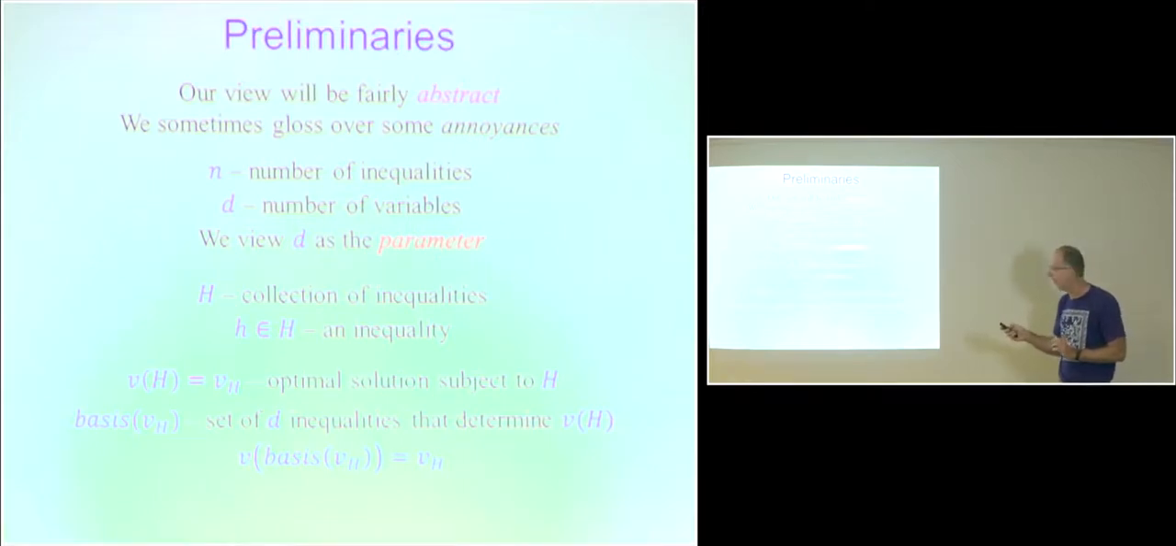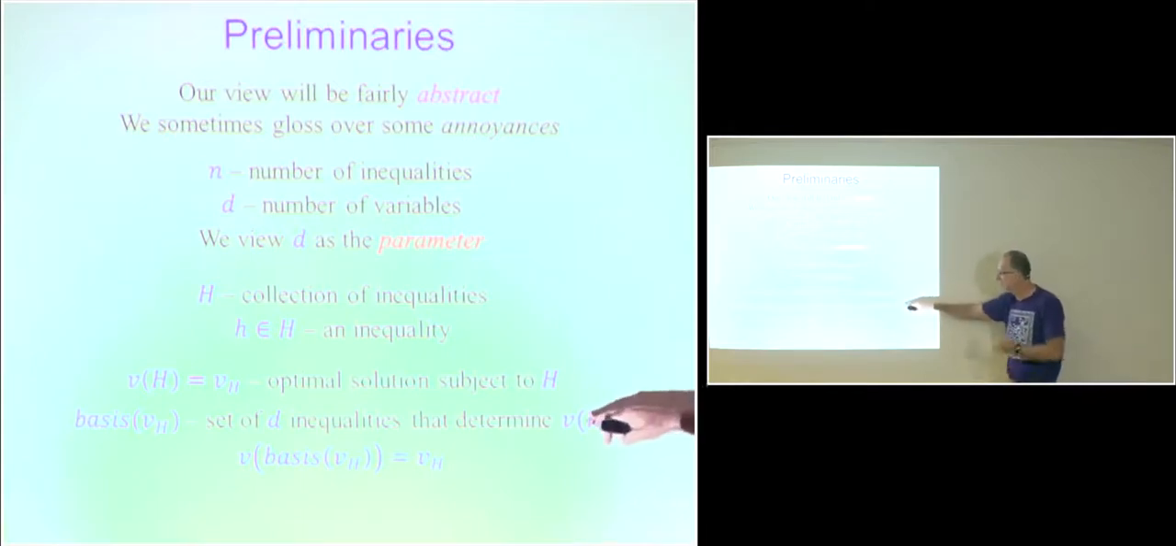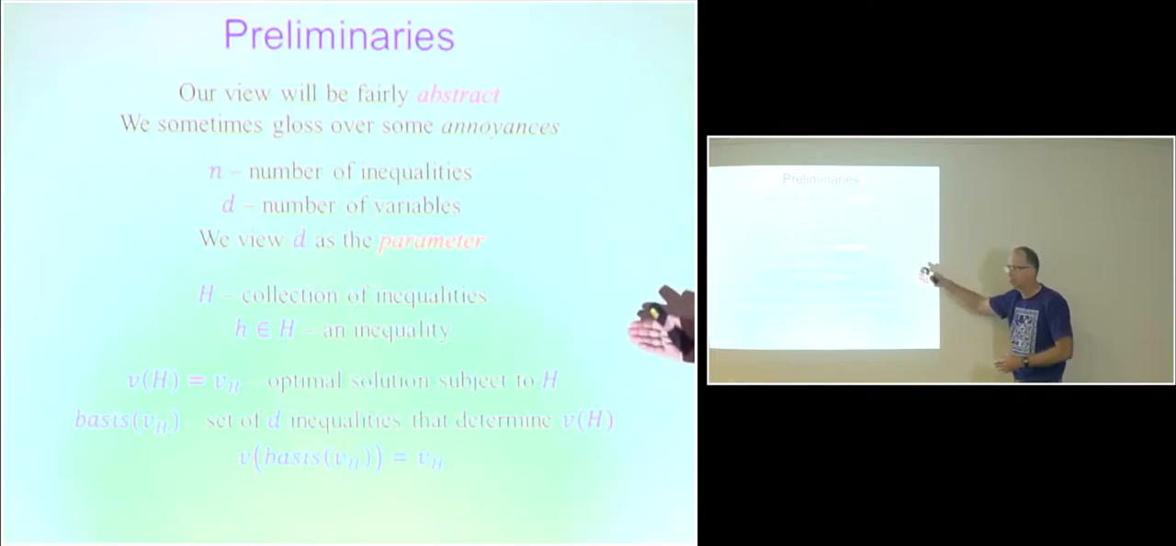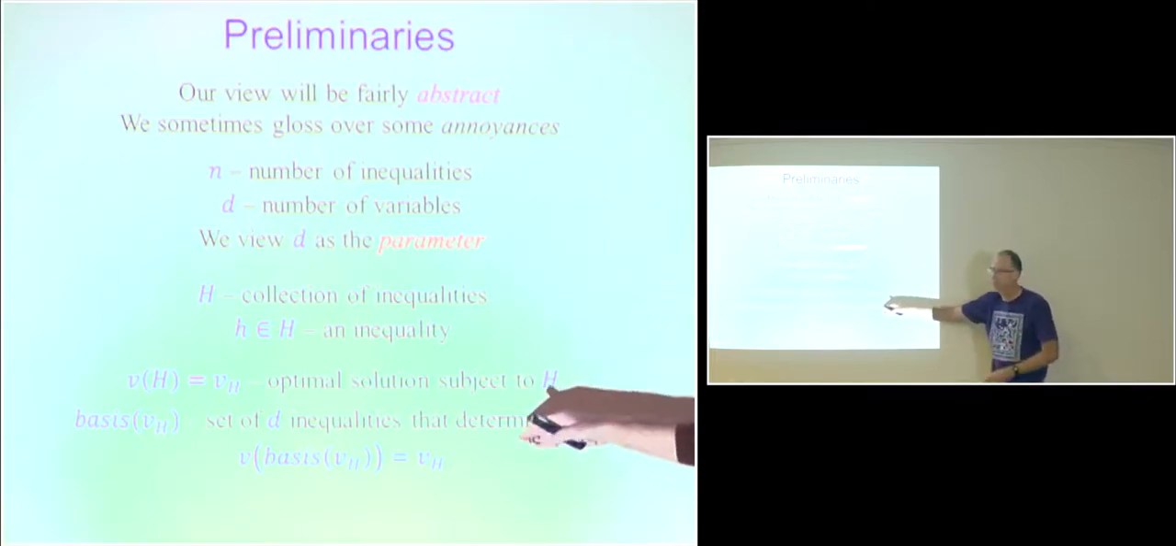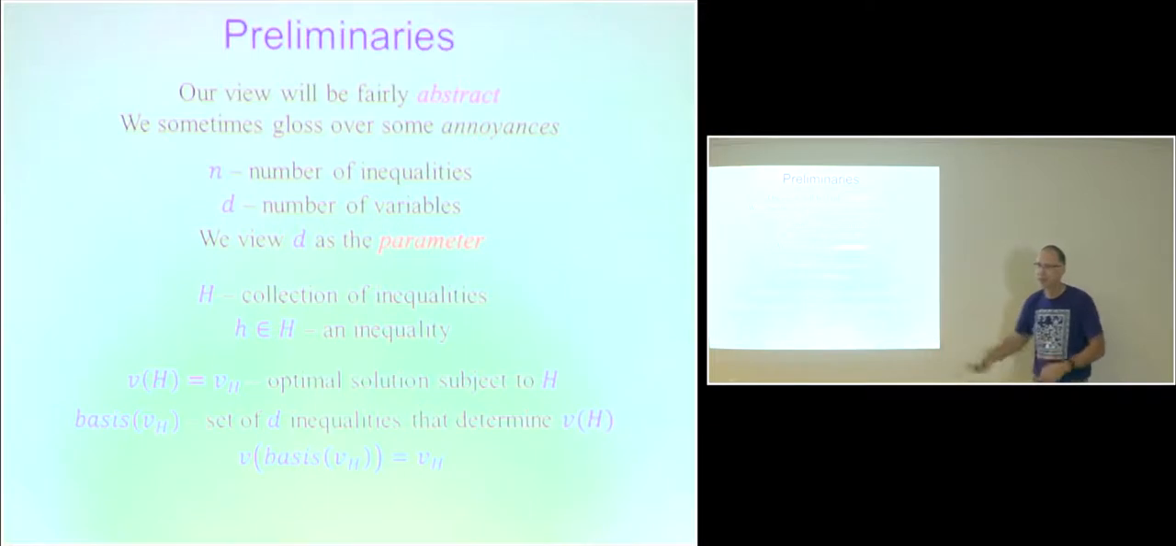Is it easy to update this basis, or is this difficult? If there's no degeneracy, it's very easy. This is just the constraints which are tight, the constraints which the vertex satisfies with equality. But most of the algorithms we will see will not just output a vertex; they will at the same time compute the basis. And that would be important for the working of the algorithm.